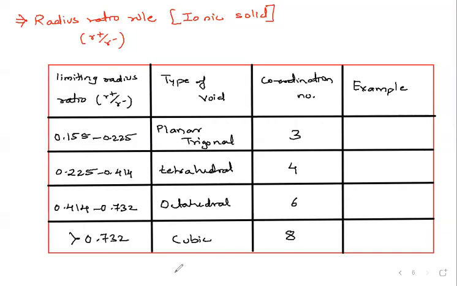You can imagine it like simple cubic. The example for the trigonal void is B2O3. For tetrahedral it is ZnS and silica. For octahedral it is NaCl and MgO. And for cubic it's cesium chloride, CsCl. Clear?